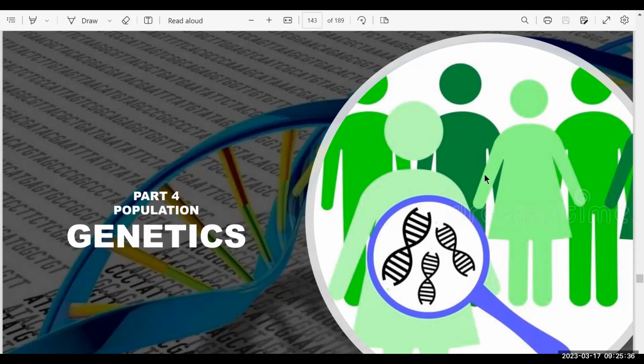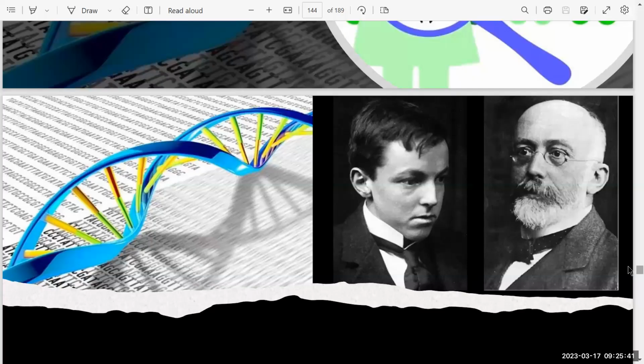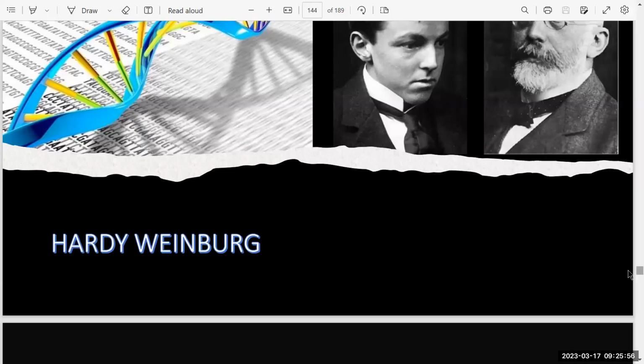But we have a problem. Before we come to the Hardy-Weinberg concept, we are going to learn only one concept here: the Hardy-Weinberg principle, the Hardy-Weinberg equilibrium. We are not going to learn many other concepts in population genetics, which are not in the syllabus.